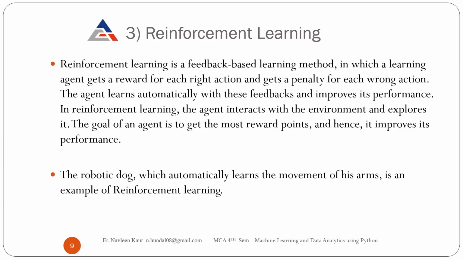Okay, so in reinforcement learning, it interacts with the environment and explores it. And the goal is to get the most reward points, and hence it improves its performance. The more positive the feedback, it means it is improving the performance of the machine. If it is negative, it means your machine is not performing well. Okay, so there is this robotic dog. There are robots which automatically learn the movements of their arms, which is an example of reinforcement learning.